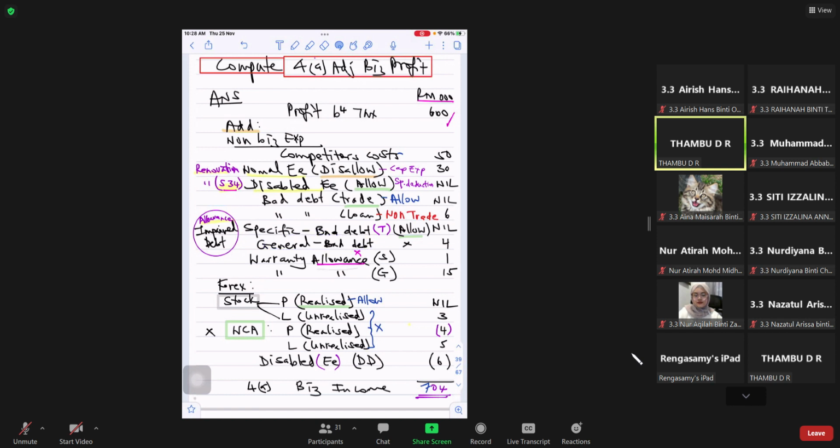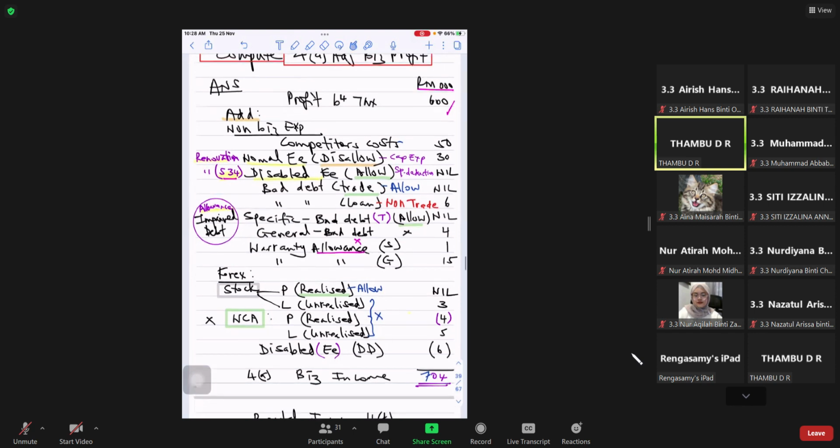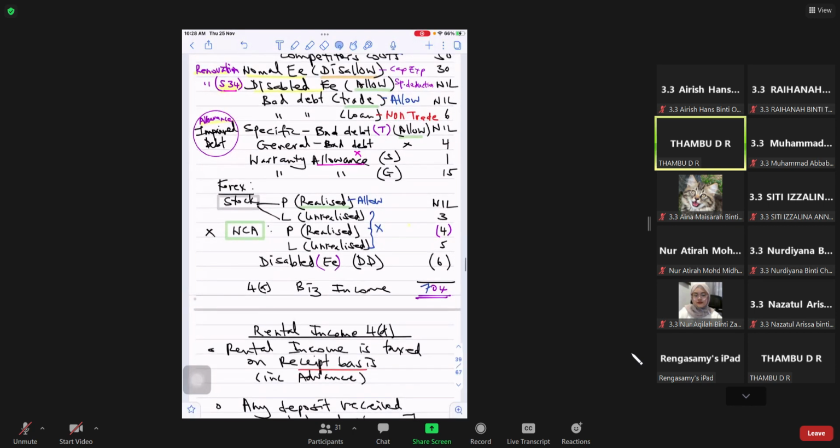Now, warranty allowance, specific, general. Other than bad debt, all general and specific allowances are not allowed. So therefore, I add back. Look at Forex. Forex, realized, stock, allow. Allow means nothing to do. Unrealized definitely cannot. Loss, you minus, I add. Non-current asset, totally disallow. Profit, you add, I minus. Loss, you minus, I add.